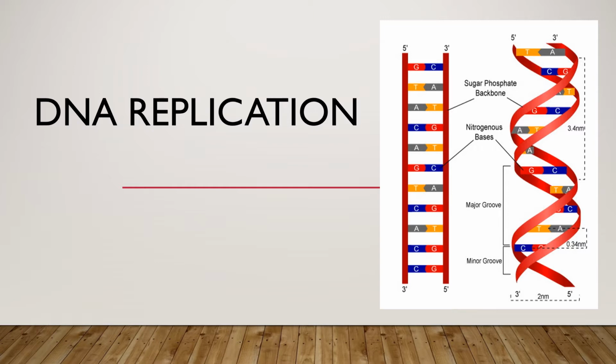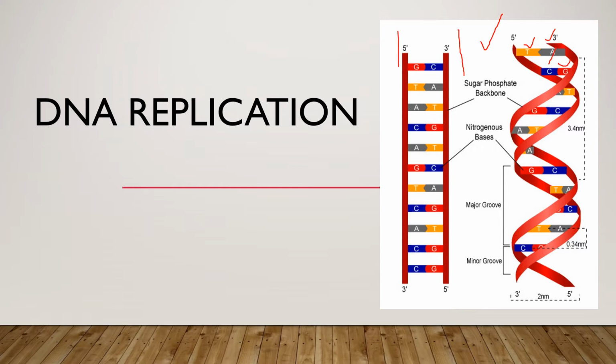DNA is a double-stranded structure. It is made out of two strands and these two strands form the helical structure. They turn, they twist and form the helical structure. And each strand is made out of nucleotides. And the nitrogenous bases are thymine, adenine, cytosine, and guanine.